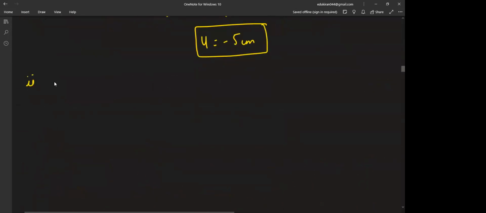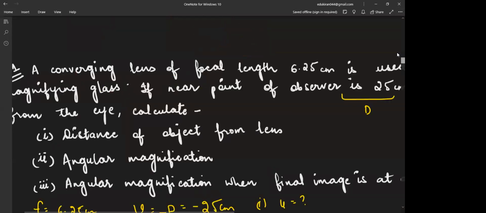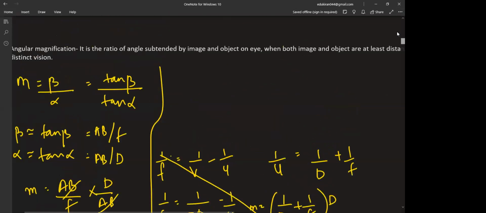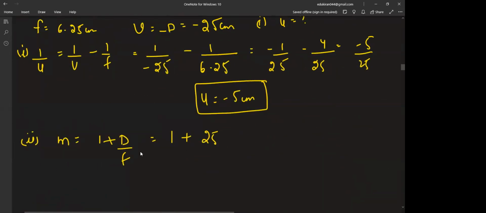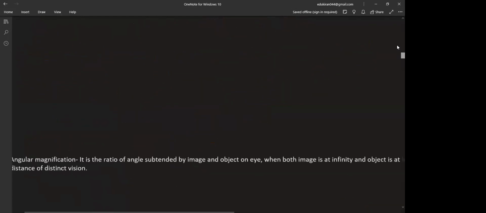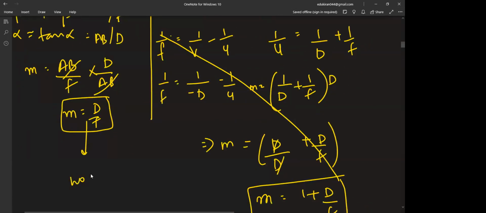Angular magnification. Second part, angular magnification M is equal to 1 plus D by F. So 1 plus 25 by 6.25. Yes, one thing I forgot to tell. Here you don't have to put any sign convention. No sign conventions are used in microscope, any type of microscope, simple or compound. Why did I use it earlier? The reason was that I was using the lens formula, and in the lens formula we put the sign convention. Please do remember, I forgot to tell you that when you were writing: no sign conventions.